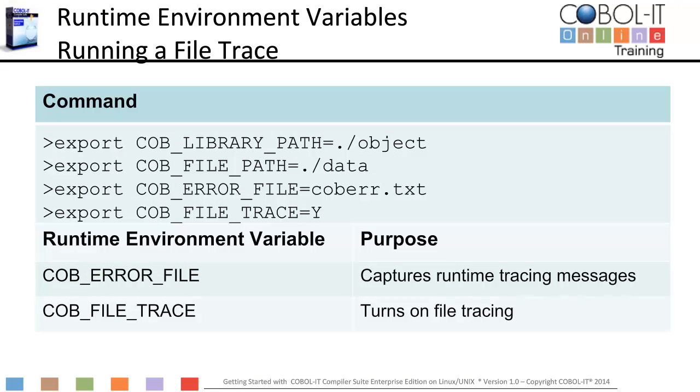Let's look at these environment variables more closely. Running a file trace. The COBOL file environment variable is required if you are doing a file trace. We have set the value of COBOL file to COBOL.txt. COBOL.txt will be created in the current working directory. We have set COBOL file trace to Y. Now, let's run the file trace shell script and examine the results.